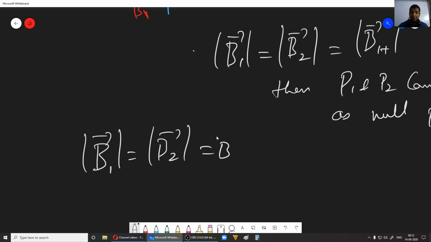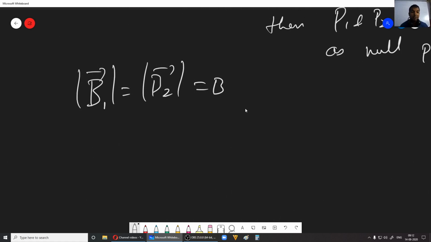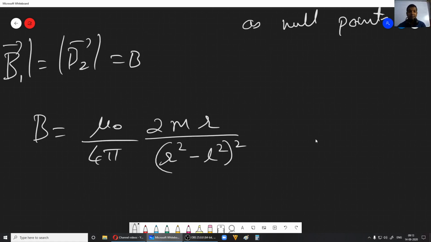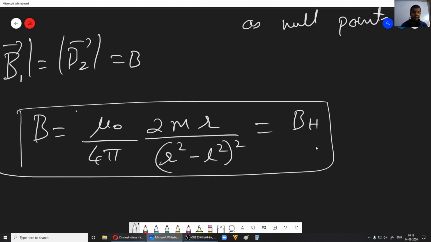Only magnitudes I'm considering. So B will be equal to mu naught divided by 4 pi times 2mr divided by (r square minus L square) the whole square, correct? Now this we must equate to BH, and we can determine R from here, which will give you the location of the neutral point.